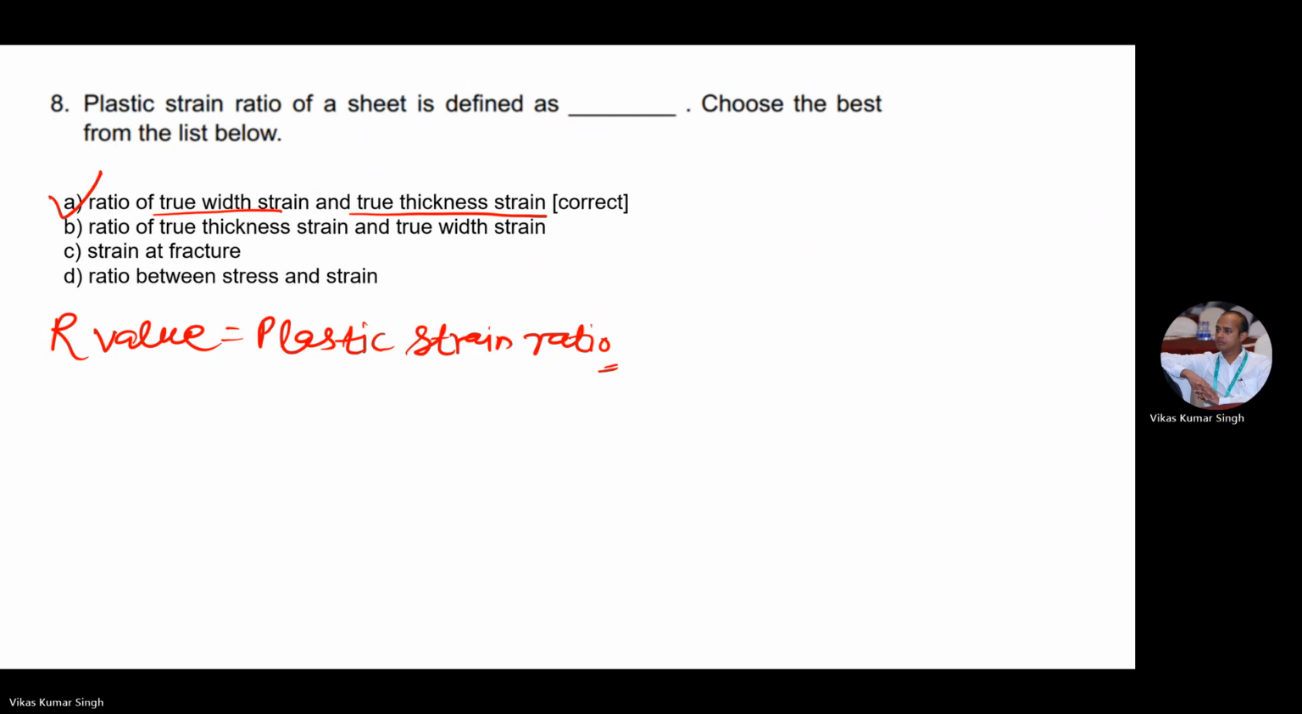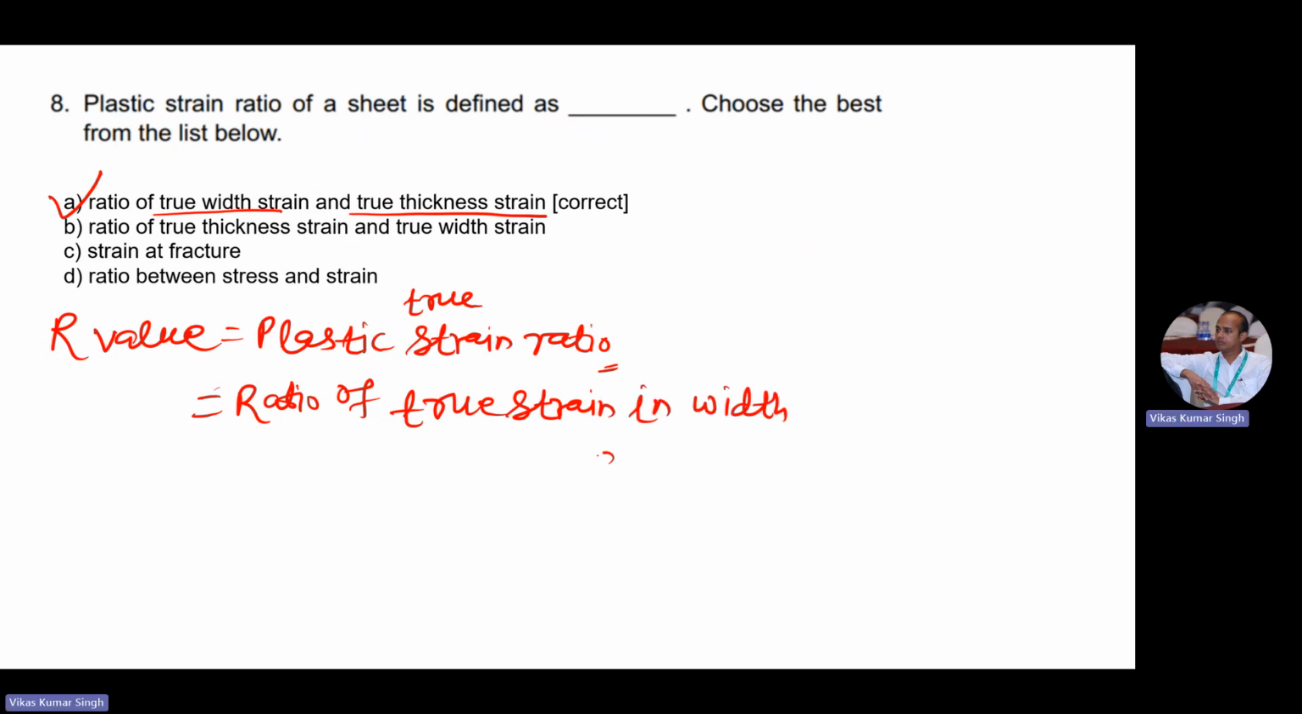So, the plastic strain ratio. This was the ratio of true strain, the plastic true strain ratio, that is, the ratio of true strain in the width direction to true strain in the thickness direction.